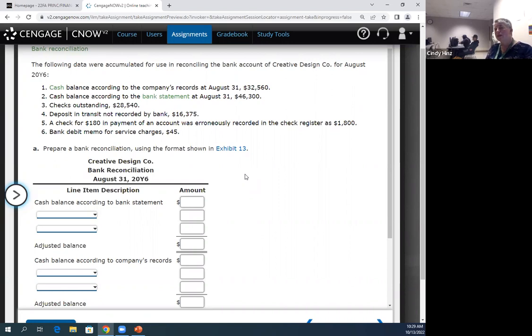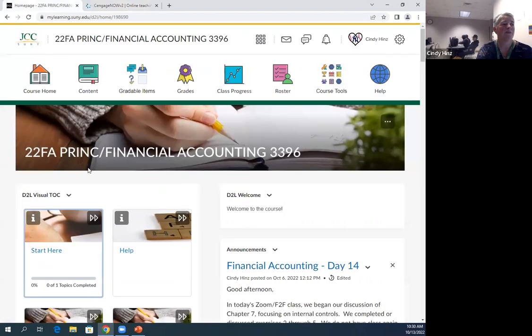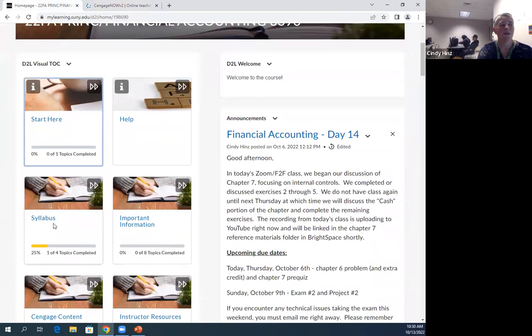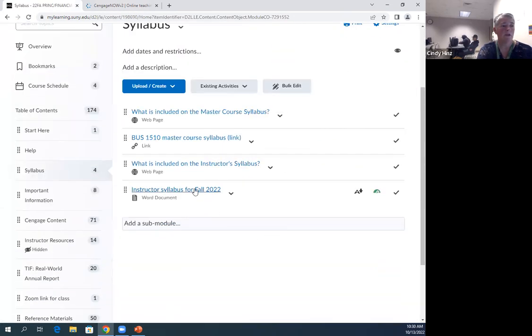If you have any concerns about the second exam, concerns about your grade and where you stand right now, I'd be happy to go through that privately, individually with you. But just a note about how the grade is structured for this course. You all have a copy of the syllabus. If you have misplaced that, the syllabus, of course, is linked here in Brightspace. And you'd be looking for this instructor syllabus.